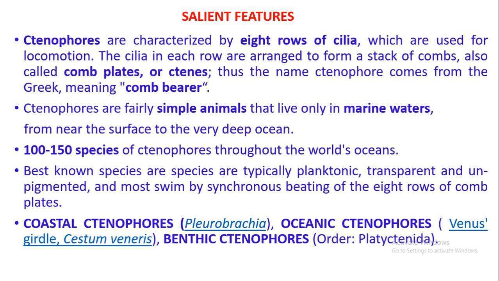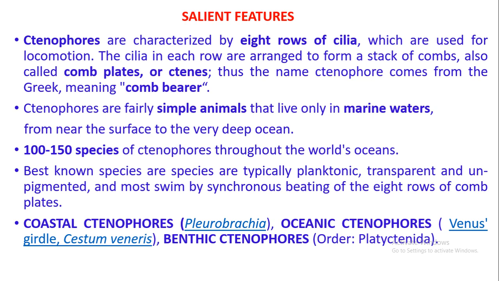Just to summarize, whatever features we have done: ctenophores, number one, are characterized by the ctenes or the comb plates of cilia. They are meant for locomotion. They are meant for attracting prey as well. And there are eight of them, eight comb plates or ctenes. So sometimes in Greek, the ctenophores have also been called the comb bearers. Ctenophores are simple animals. They are found in marine waters.